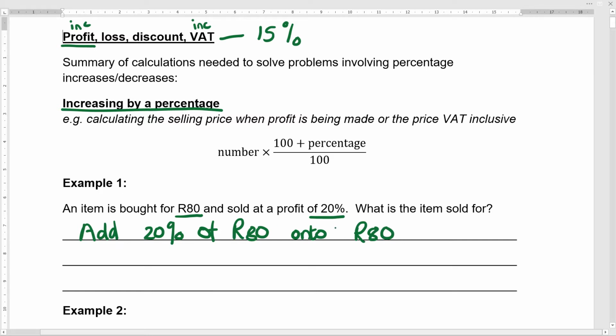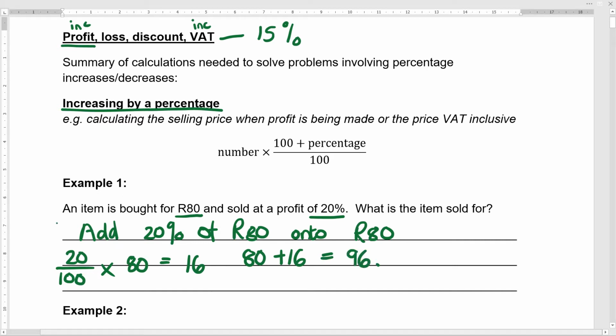So what you could do is you could first work it out. You could go and say, let's get 20%. And of means times in maths, remember. 20% of the 80 Rand. You could work that out and then add it on. This is a step to be done on the calculator. 20% of 80 Rand is 16 Rand. And then what I would do, if I'm doing it this way, is I would then add on my 16 to my 80. Okay, so I would say 80 Rand plus my 16, and I would get 96 Rand.